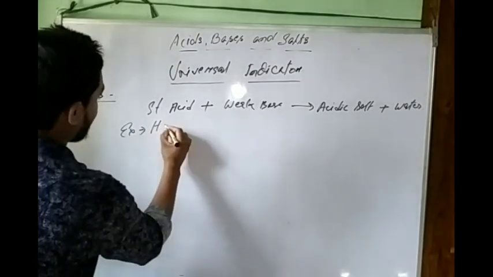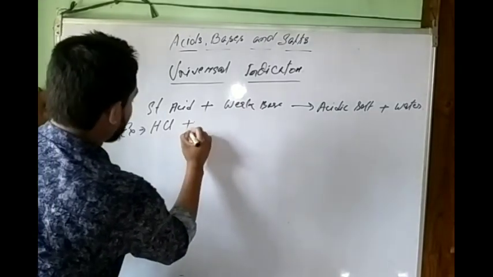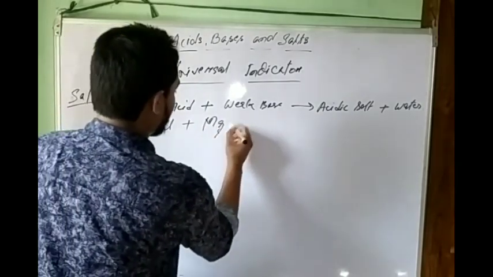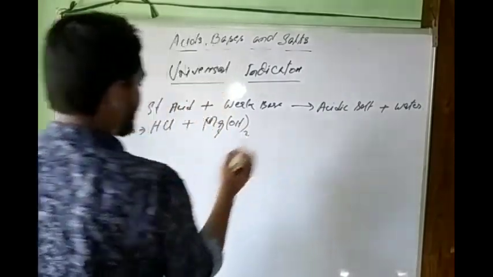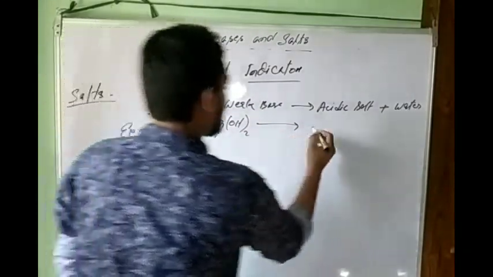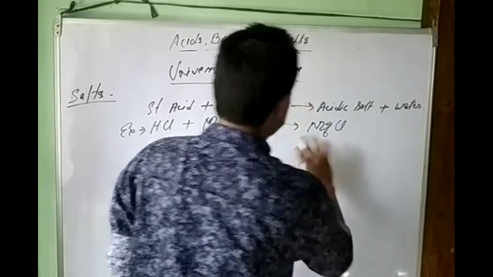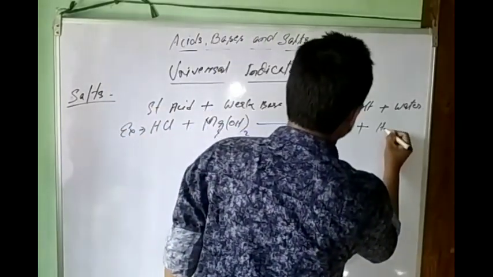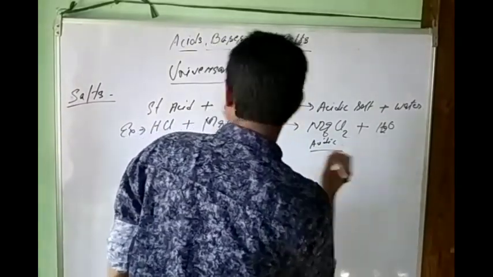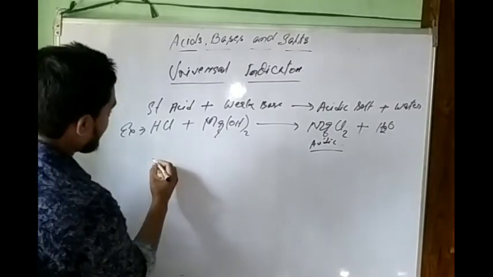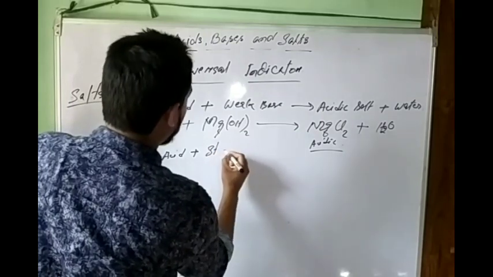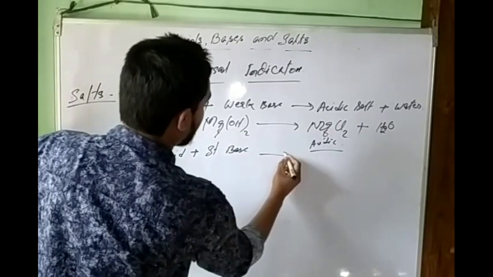For example, suppose I take hydrochloric acid as the strong acid, and as a weak base we can take magnesium hydroxide, Mg(OH)2. Now the resultant salt will be magnesium chloride. This will be acidic in nature. Water is common.